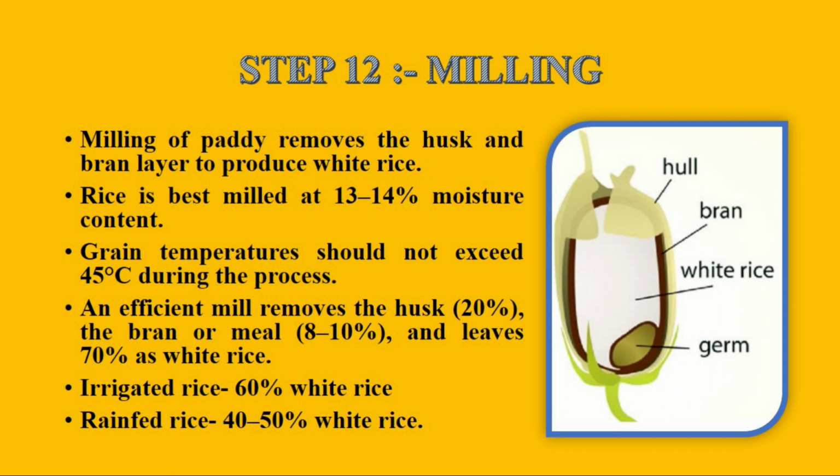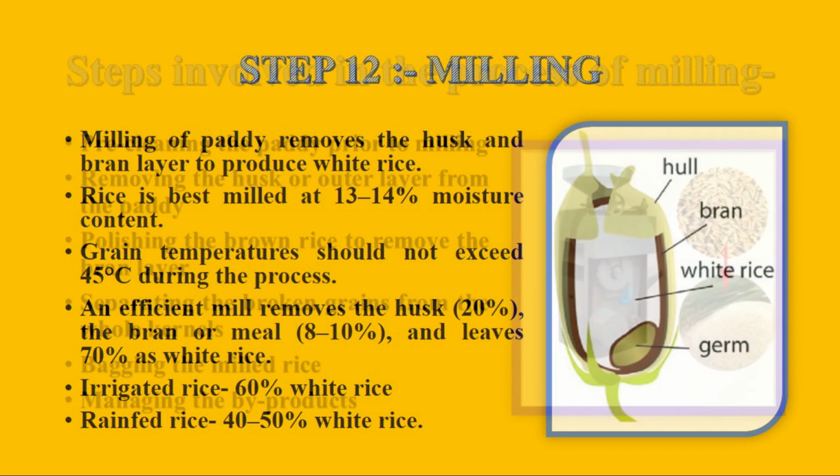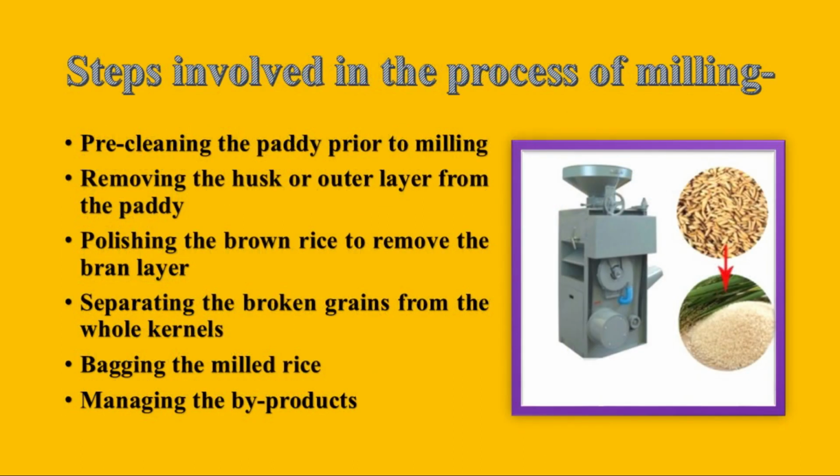An efficient mill removes about 20% husk, 8 to 10% bran and 70% white rice. Rice grown in irrigated systems should contain 60% white rice and rain-fed systems 40 to 50% white rice. Rice is milled in several ways. The process involved in rice milling is pre-cleaning the paddy prior to milling, removing the husk or outer layer from the paddy, polishing the brown rice to remove the bran layer and separating the broken grains from the whole kernel. Bagging should be carried out after milling of the rice.